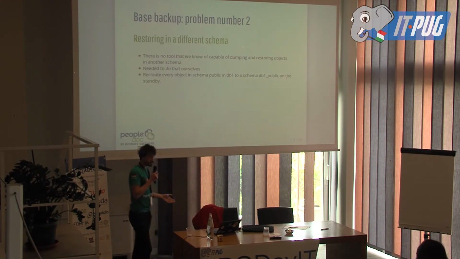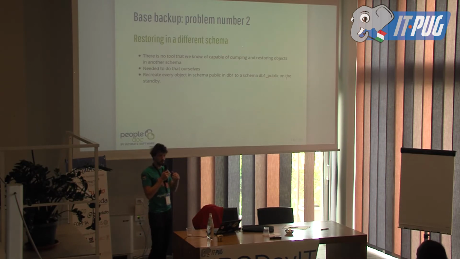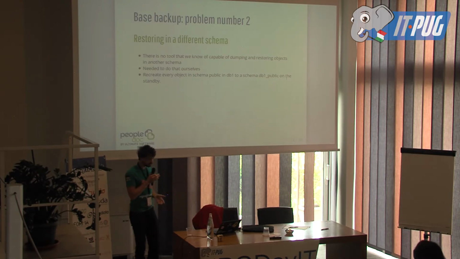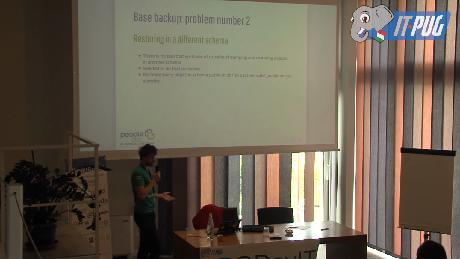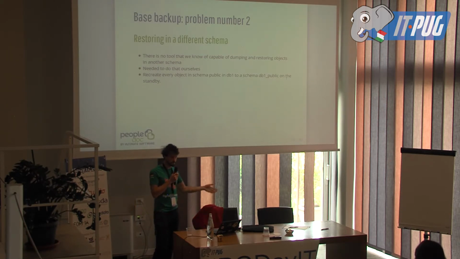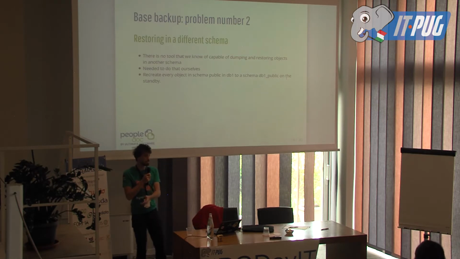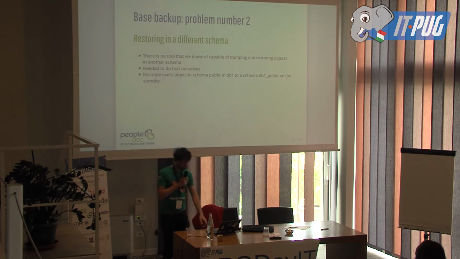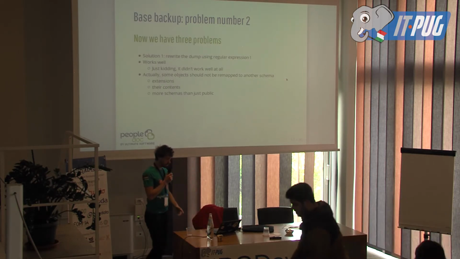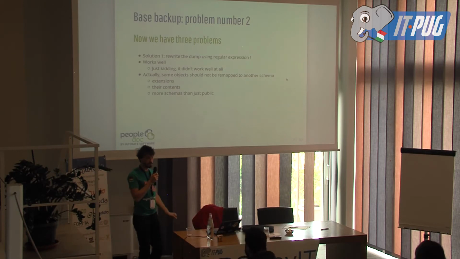The second problem was restoring in a different schema. As far as we know, there's no tool capable of taking your whole database and restoring it into a different schema. We needed to do that ourselves, and what we needed to do was recreate every object in schema, for example, public from the database db1 to a new schema named db1_public on the target database to avoid name collisions. The first solution was to rewrite the dump on the fly using regular expressions, but now we had one problem more, as they say.